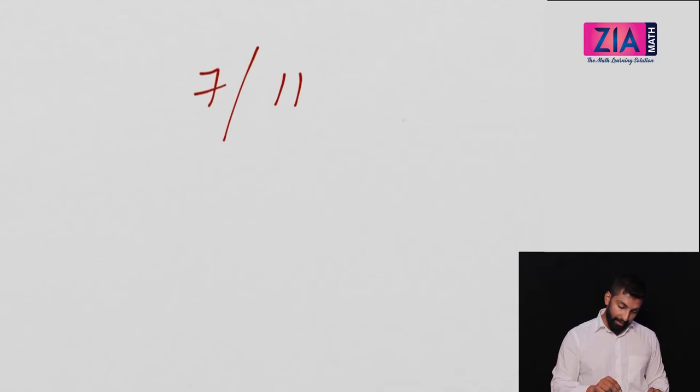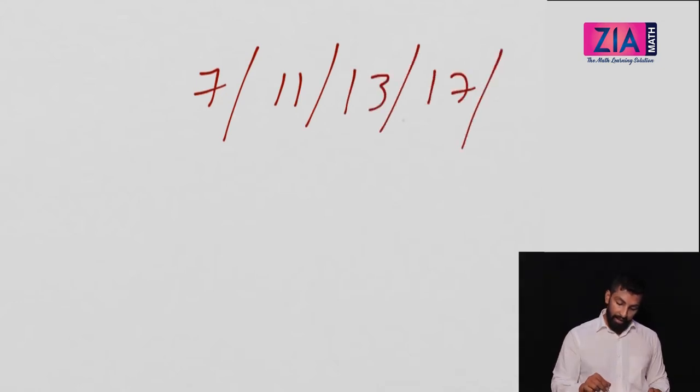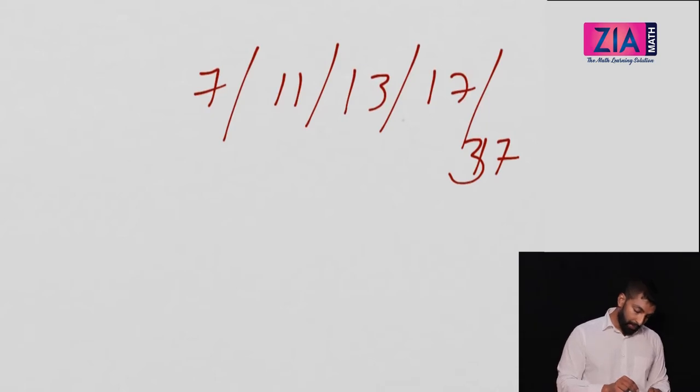In this video, we are going to deal with the divisibility of numbers like 7, 11, 13, 17 and 37, which I have already told you, right? Now, we have already seen the divisibility of the rest of the numbers up to 16.